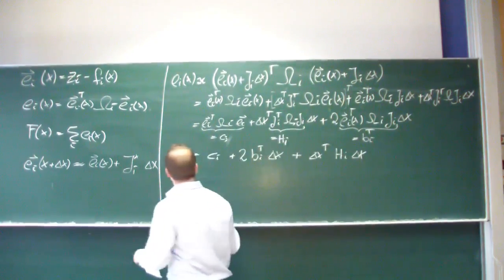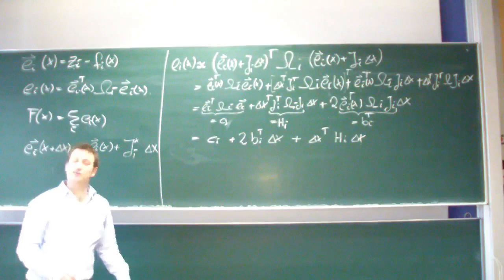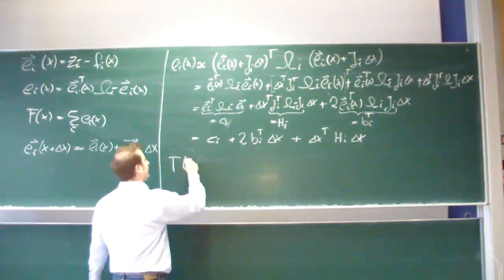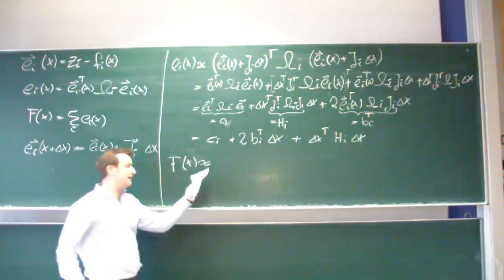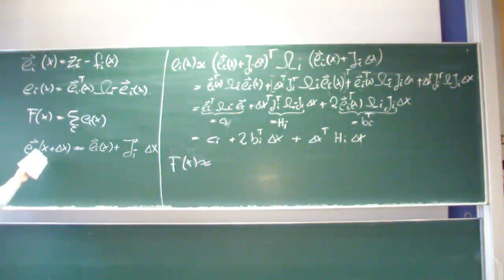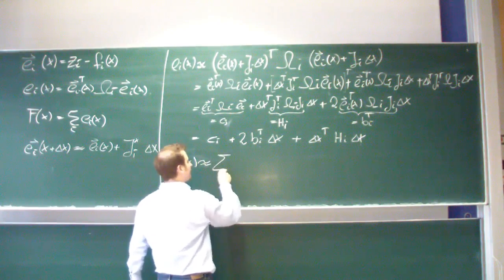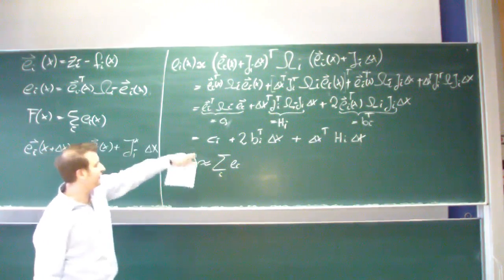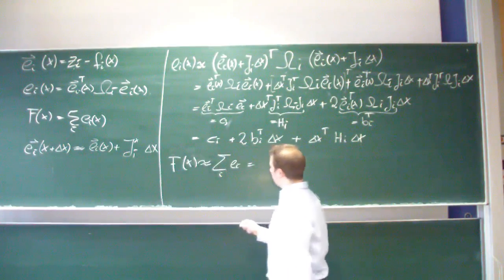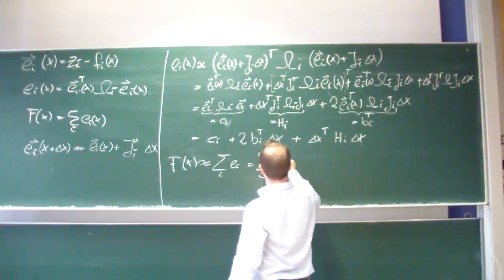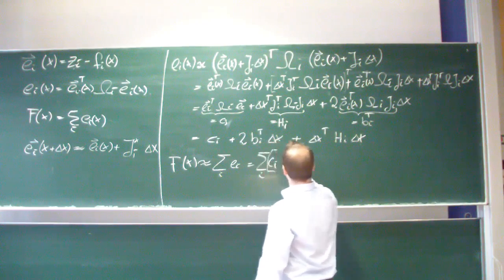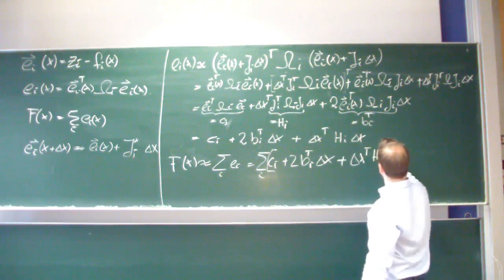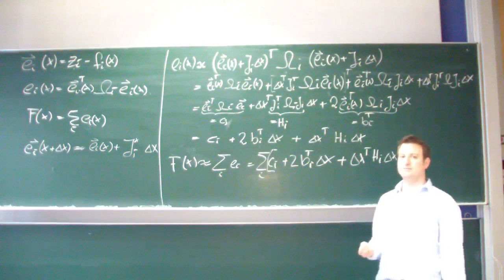We'll exploit that information. Next thing we do, we have defined the individual error terms. Let's see what big F looks like. F of x. Now it's an approximation again because I use linearized information. It is the sum over the individual i's of ei. So I can just put exactly those values in. I can write this as the sum of Ci plus 2 bi transpose delta x plus delta x transpose Hi delta x. Right?